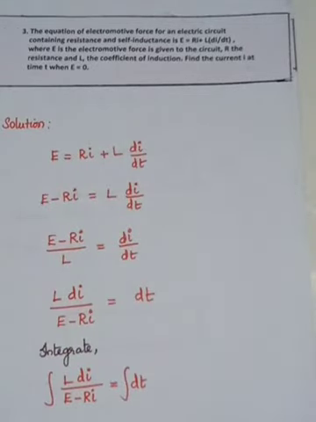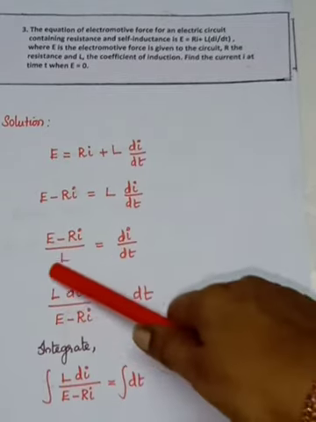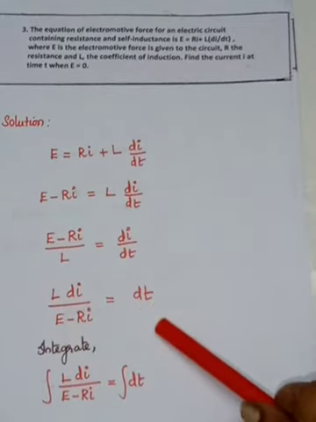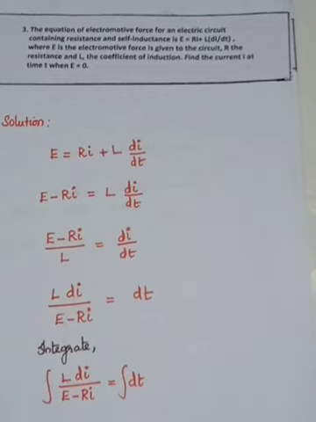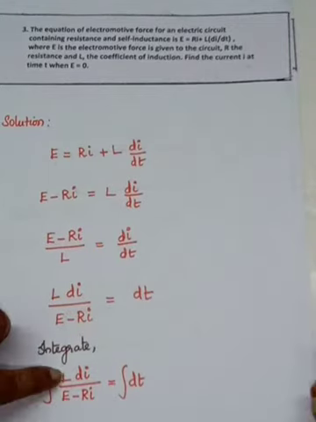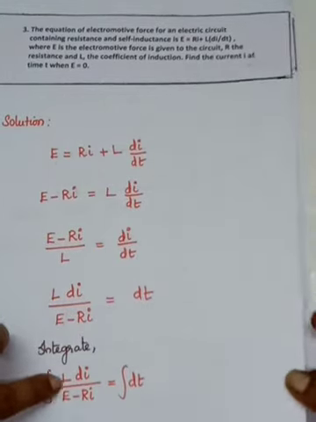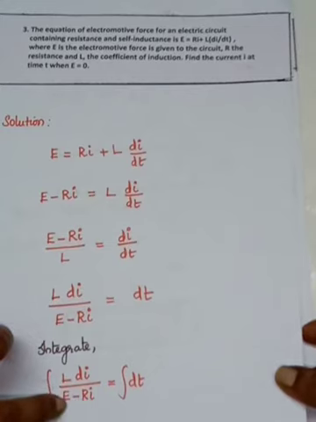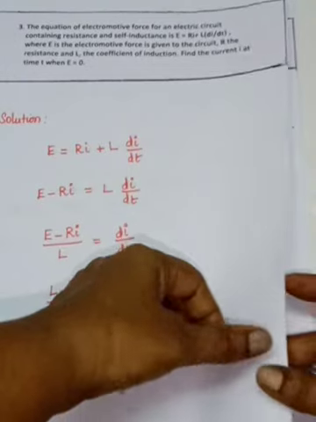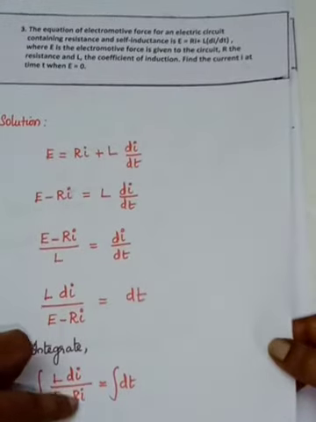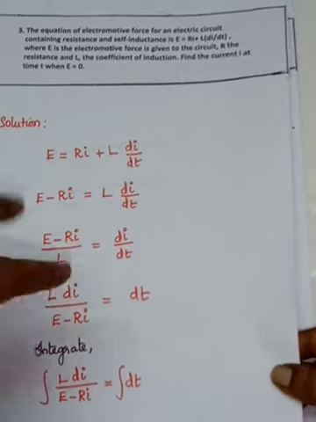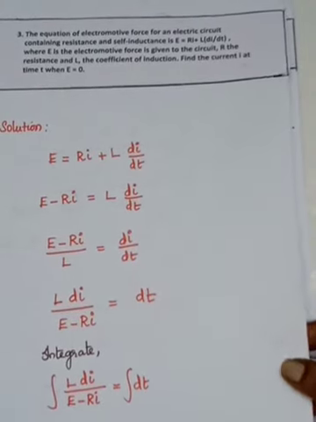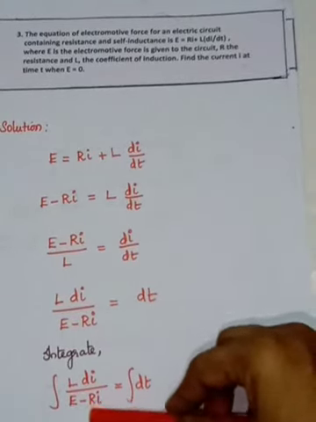So see the left side, here you have the terms involving I. In the right side, the term having t. So we have separated the variables and you are going to integrate. So see that L is a constant, it is taken out, and here E minus Ri. E is also constant. So when you integrate, di divided by E minus Ri is nothing but log of E minus Ri, and the coefficient of I is minus R.